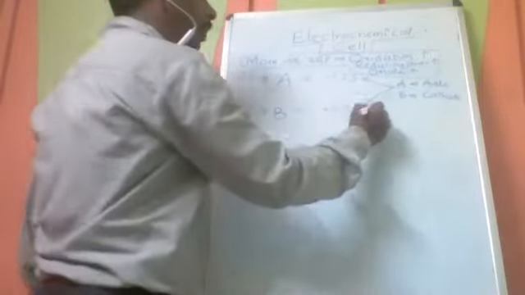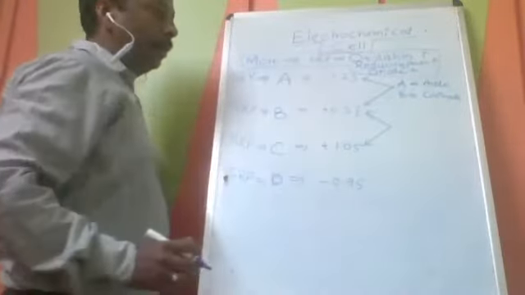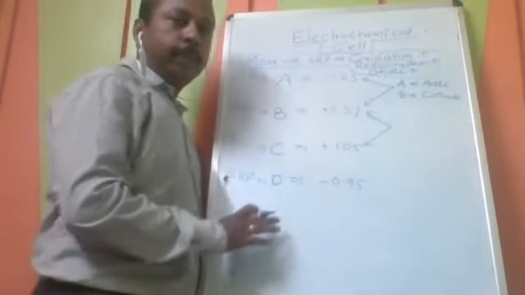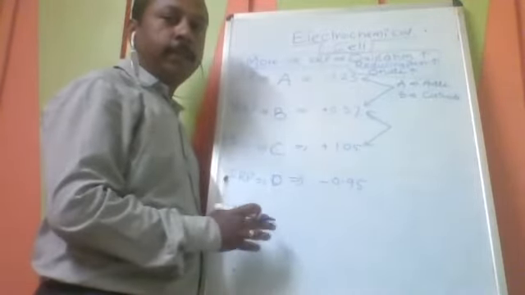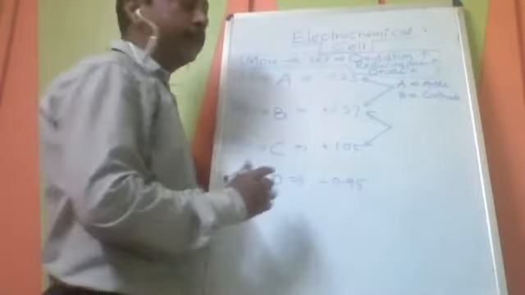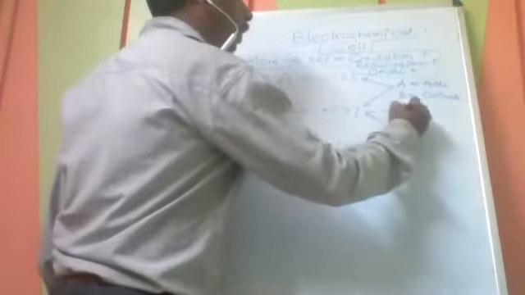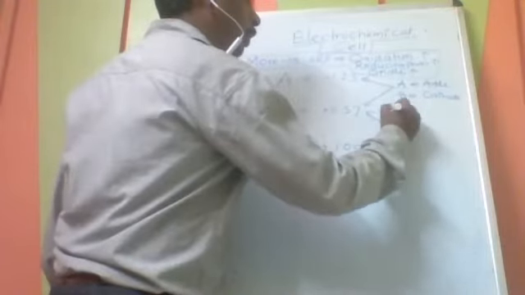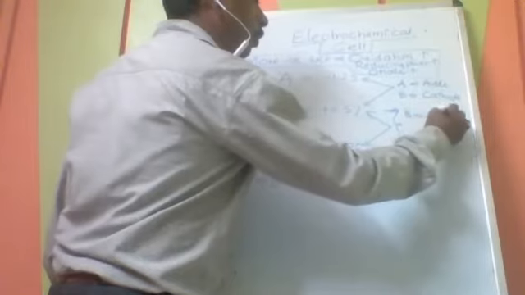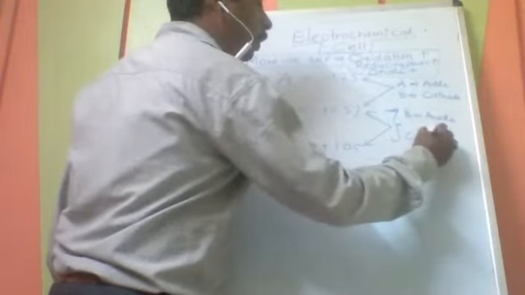If I am connecting B and C, here there is no negative, so what will we do? We will compare the positive. More negative means less positive. B is plus 0.57, therefore it will act as anode. In this pair, B will be anode, whereas C will be cathode.